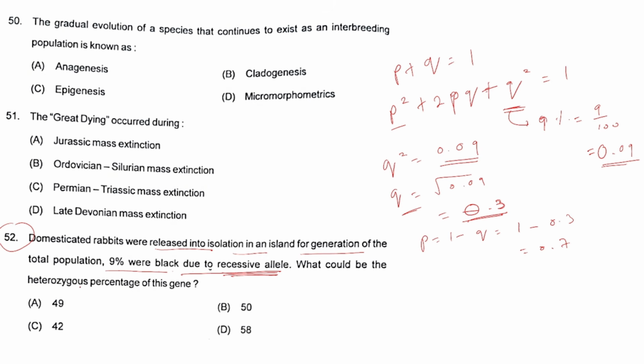So what is the question asking? Heterozygous percentage. Heterozygous means we need to find the value of 2PQ. So simple, 2PQ will be equivalent to 2 into 0.7 into 0.3. It will become 0.42. 0.42 we can write as 42%. So what could be the heterozygous percentage? It is asking heterozygous percentage. Answer C, that is 42, will be the right answer.